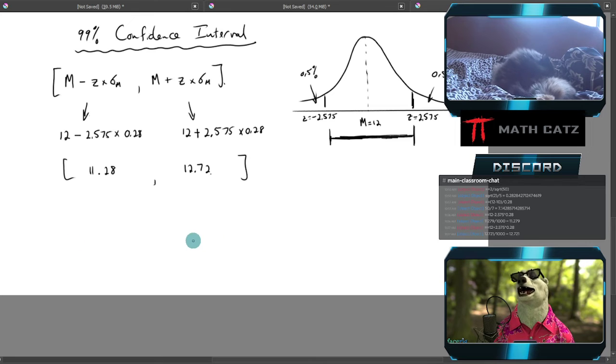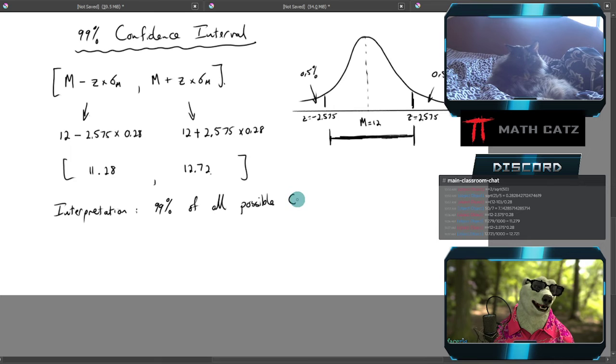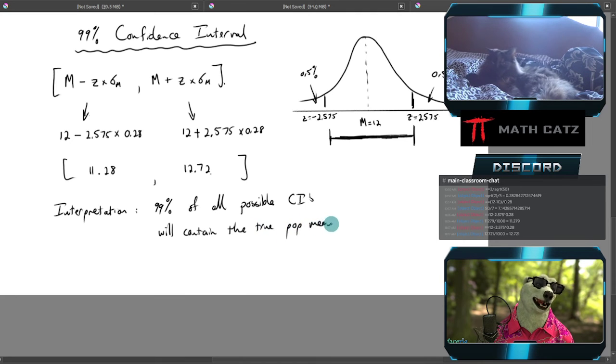Let's write that down. Interpretation. It's always nice to have something written down. Say here: 99% of all possible confidence intervals will contain the true population mean. There we go.